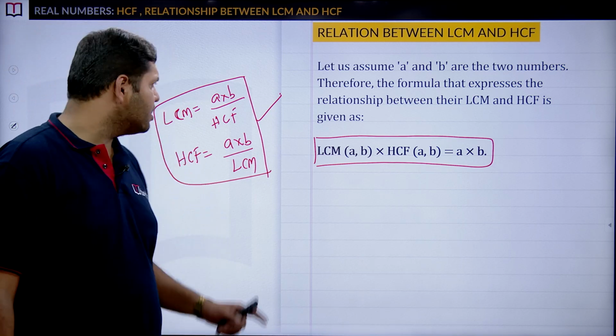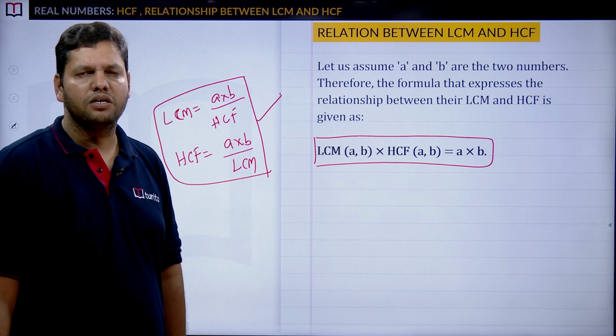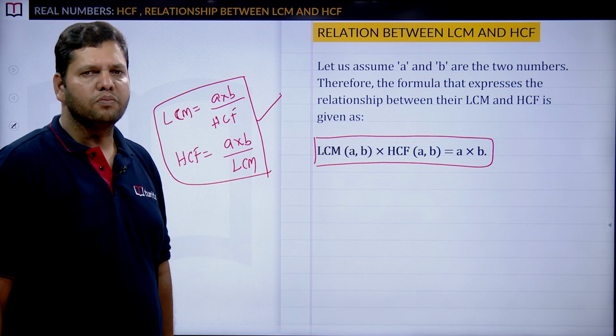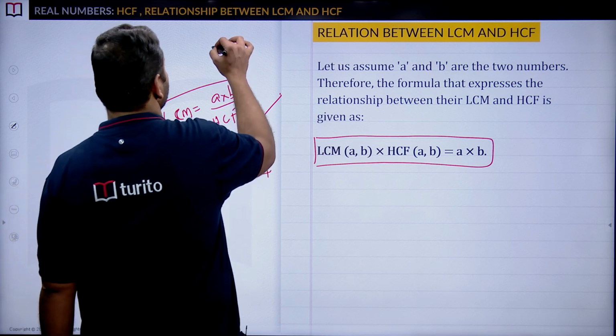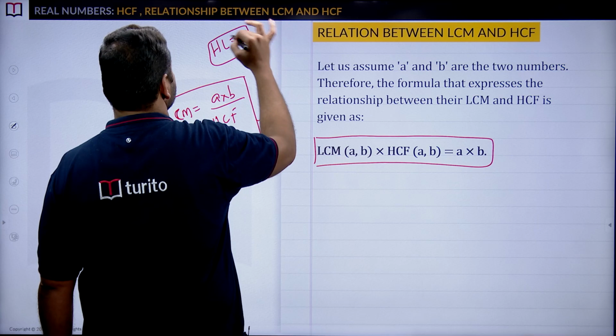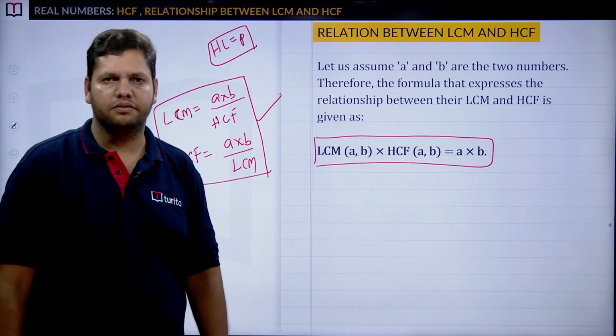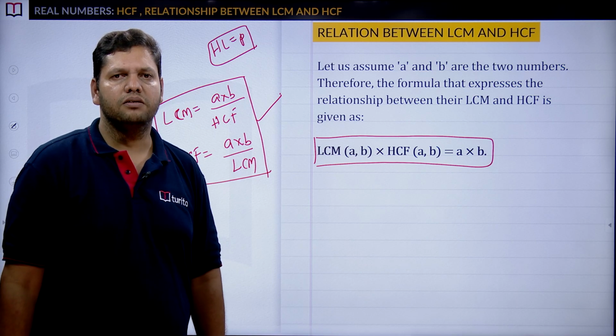See, children, any doubts regarding this relationship between LCM and HCF? It's very, very simple, children. You can do it on your own also. But try to remember, children, like a shortcut form, you can write as HL is equal to P. H means HCF, L means LCM, P means product. Clear, children? Fine.